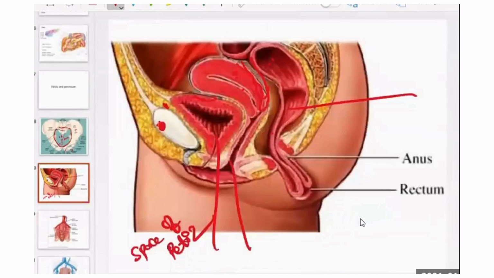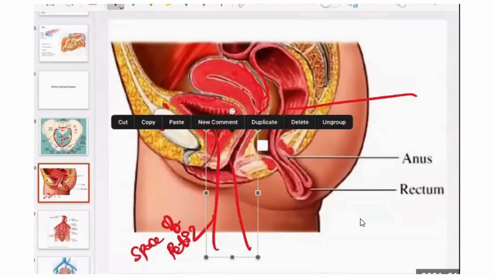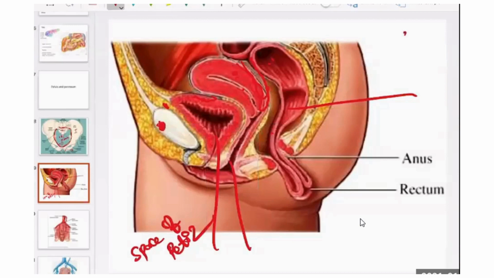Next is rectum. What continues as rectum? Sigmoid colon continues as rectum, which is 15 centimeters in length. So demarcation between the rectum and the anus. Can you see this area? This is called recto-anal angle. Recto-anal angle, and it has three curvatures. As I said for esophagus yesterday, it has three curvatures. Here it has three curvatures: upper, middle, lower.